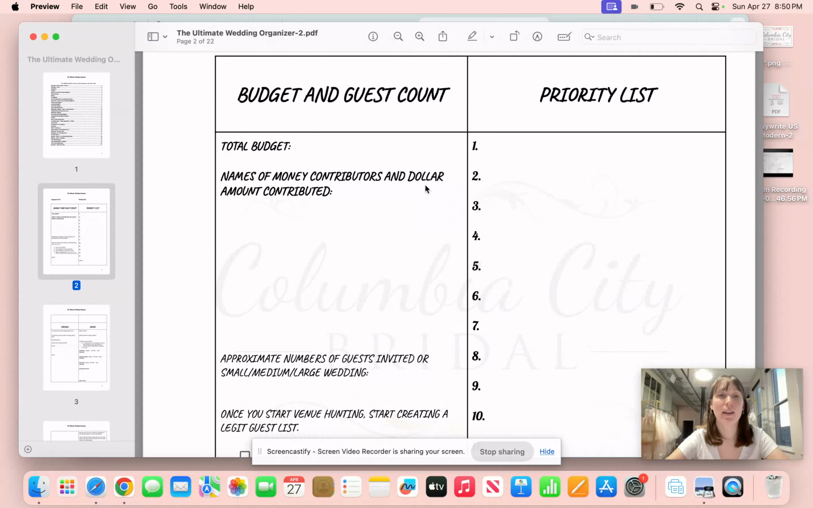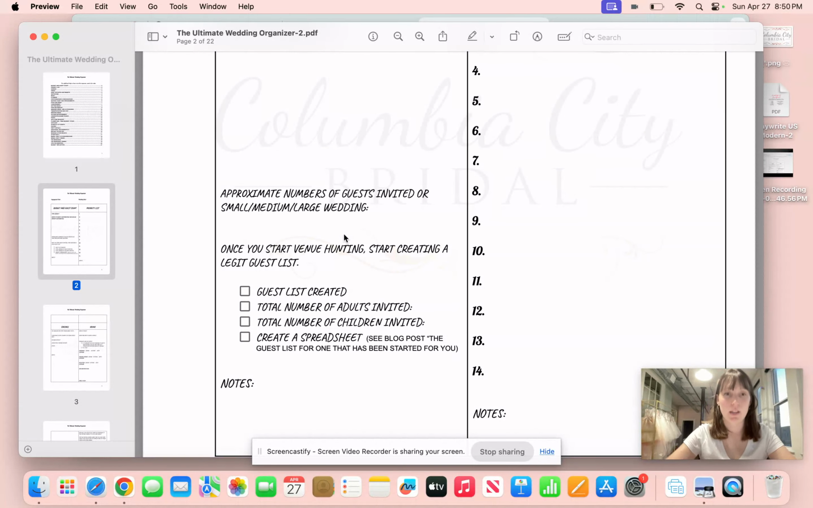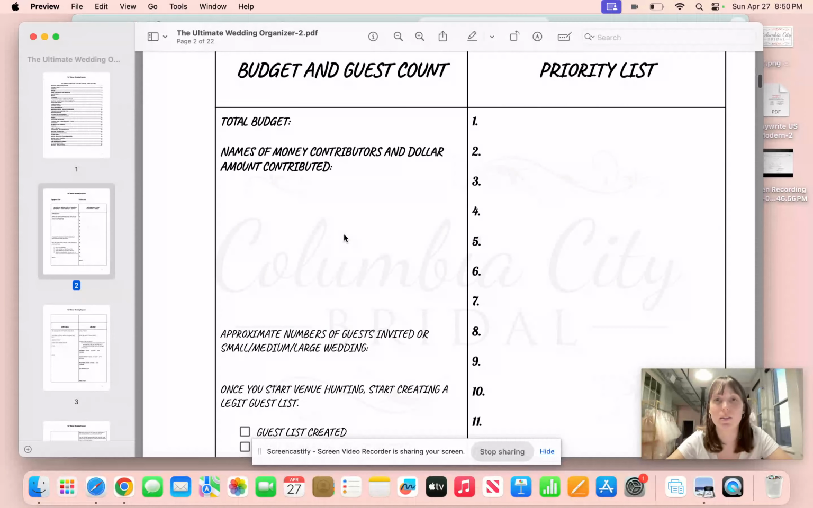So budget and guest count, your total budget. Who is contributing to your wedding and how much? This will help you with your budget, because lots of times you think it's this amount, but then grandma and grandpa are going to give you $2,000, or maybe they're going to pay for the photographer. So this is a way to keep organized how much money you're getting and where it is coming from. We have some different things in here to think about that I won't get into right now.